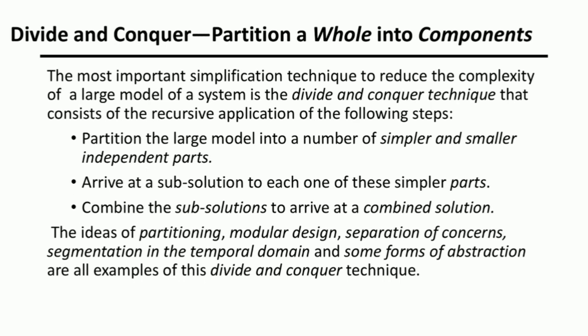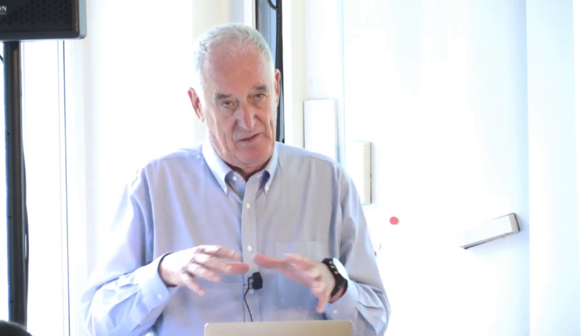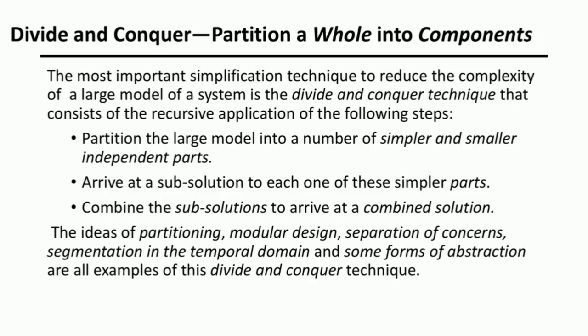So if things get too complex in that sense, or too large, we have to partition the whole into parts, and we call the parts components, okay? The idea here is to have a large monolithic model, and we partition it into a number of smaller models such that the models can be handled. And then we try to arrive at a sub-solution for every one of the smaller models, and then we combine the sub-solutions to arrive at the combined solution.